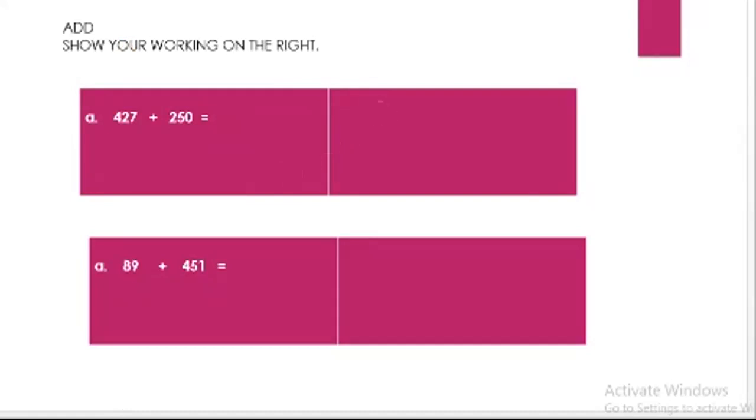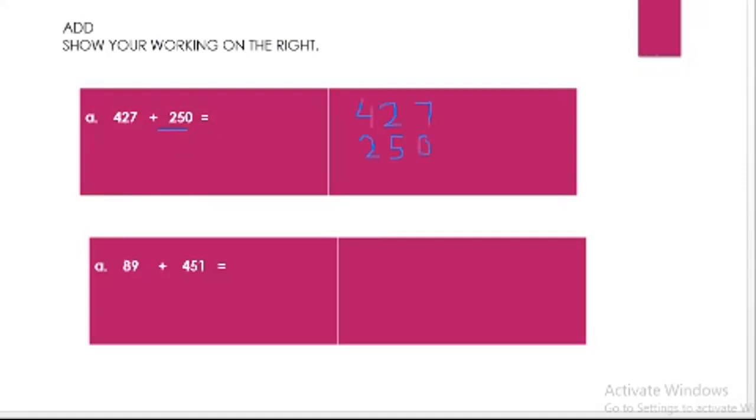First of all, just focus on your numbers. The first number has 3 digits, that is 427. And the next number, 250, also has 3 digits. So you're not going to be too worried about the place values because that's very easy. Let's write it. 427. You're going to do this in the working column. And the second number you're going to mention below it, that is 250. Make sure each digit comes under its place value.